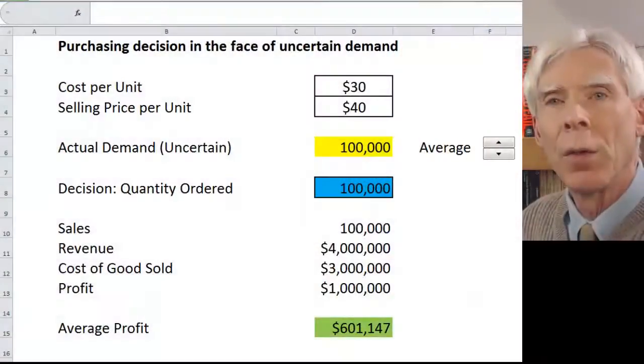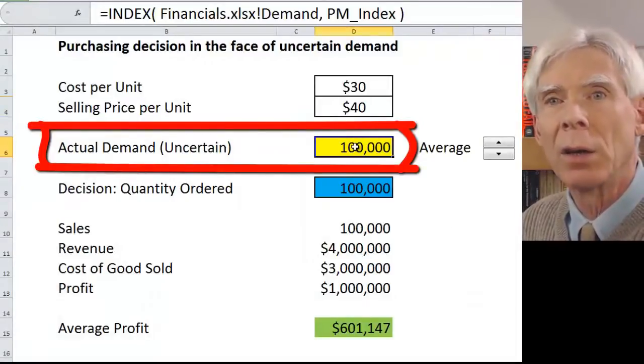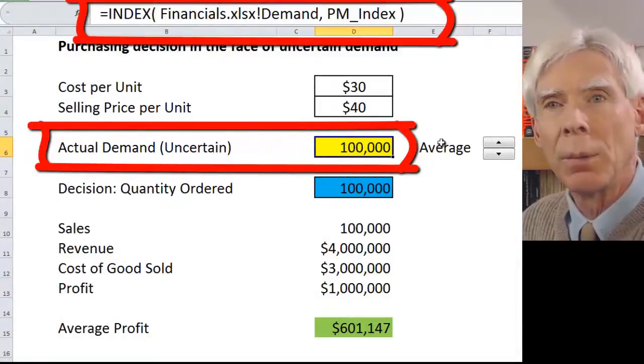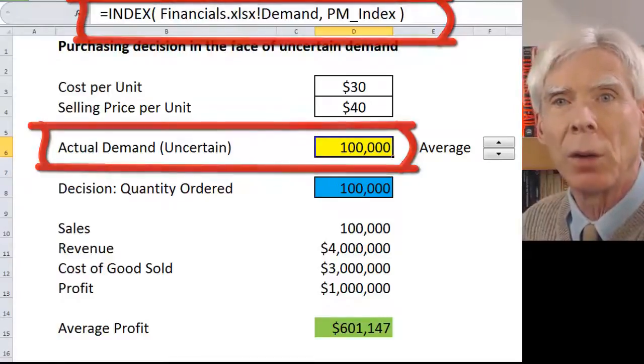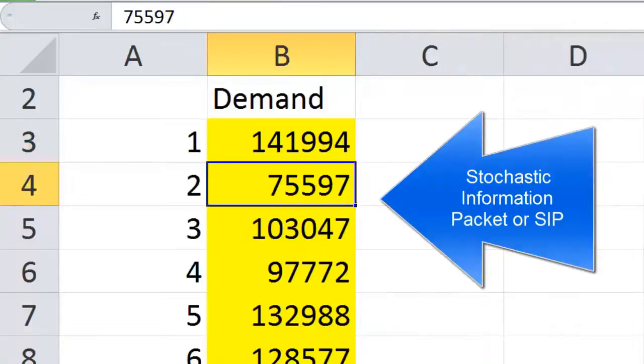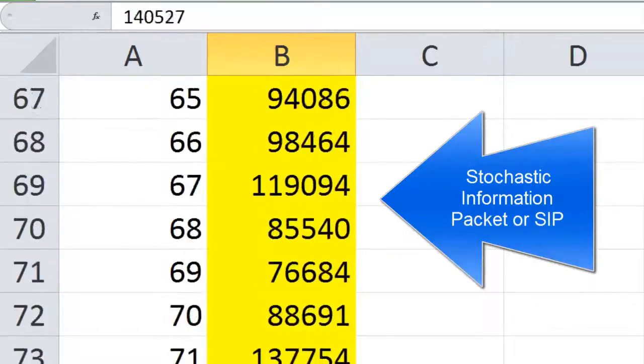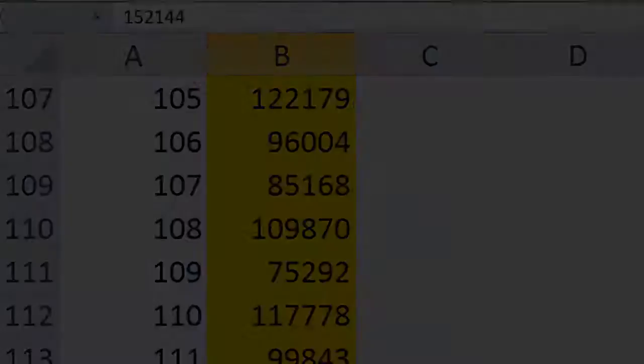add-ins. The first big difference from a normal spreadsheet is that the demand cell does not contain a single number, but is linked to a set of 1,000 possible outcomes. This is known as a stochastic information packet, or SIP. Storing uncertainties as auditable data is one of the cornerstones of probability management.